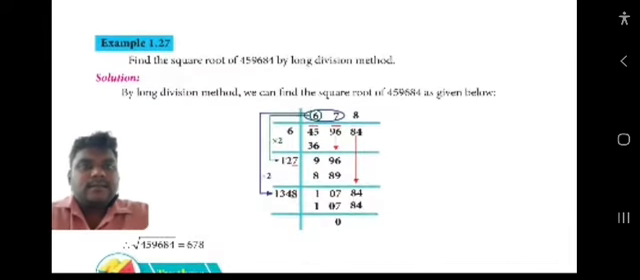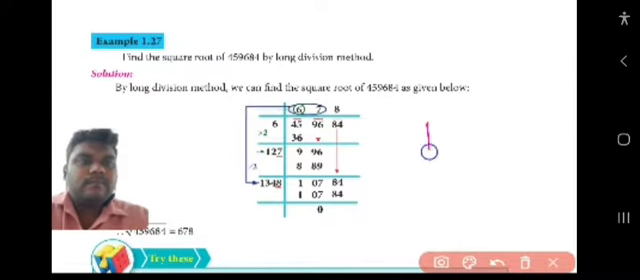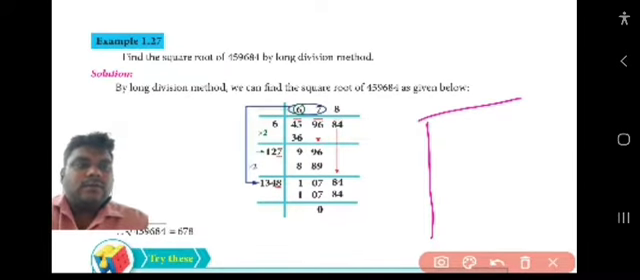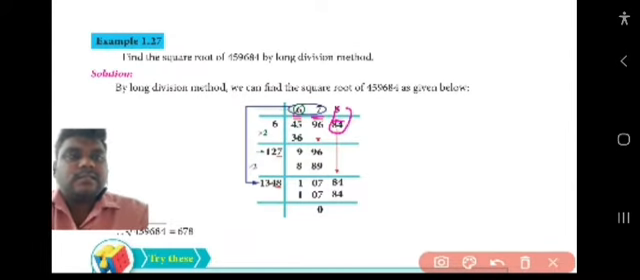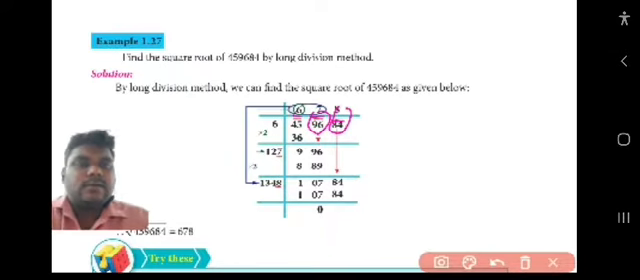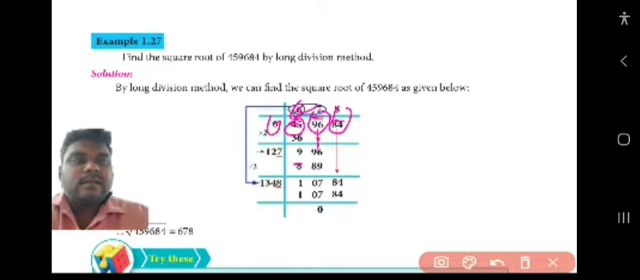In the last class we saw example 1.27. I repeat this one more time. If you want to find the square root of a number, we take periods, meaning 2 digits each from right to left. These 2 digits are called periods. Based on these, first we take 45. The nearest square number to 45 is 36, which is 6 squared, remaining 9. Next, bring down 96.